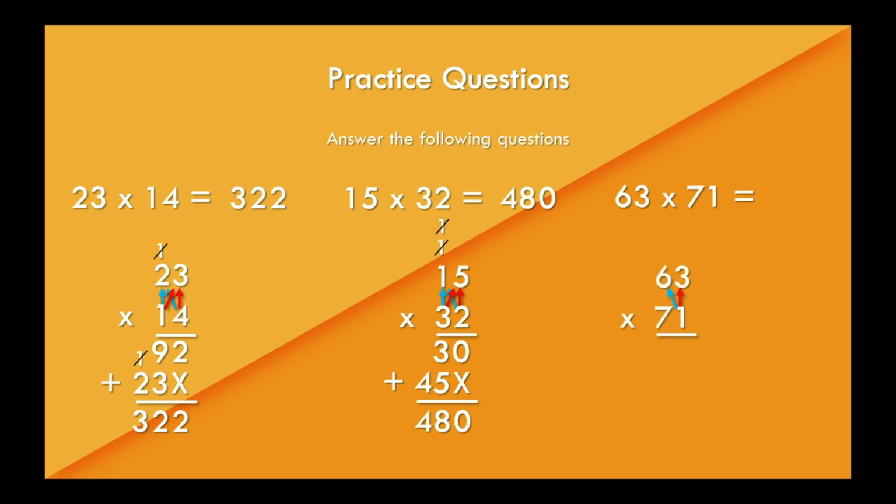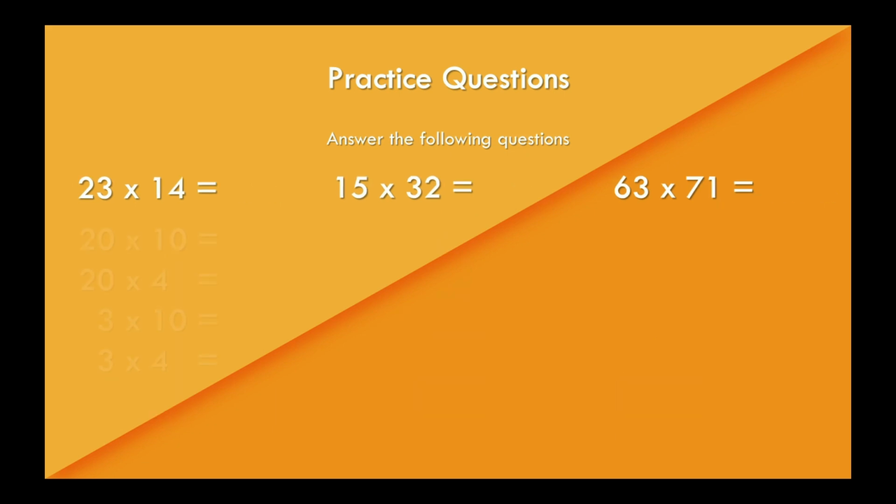Now for the final question, 63 times 71. We start with 1. 1 times 3 is 3, and 1 times 6 is 6. After that, we add the x below 3 and continue with 7. 7 times 3 is 21, leaving the 1 below, carrying the 2 above. 7 times 6 is 42. Adding the carried 2 makes it 44. Now adding, we get 3, 7, 4, and 4, giving us a final answer of 4,473.